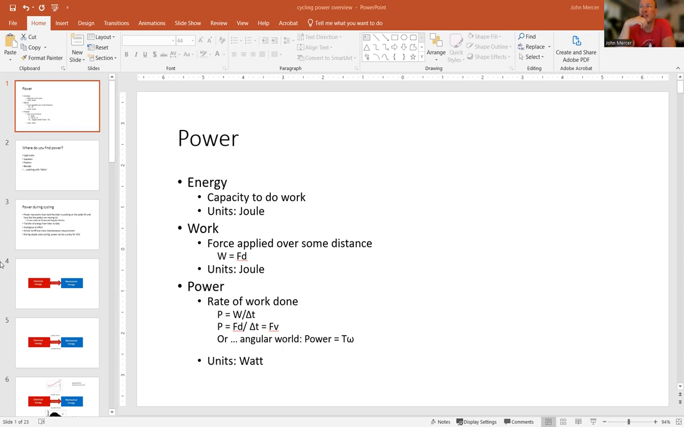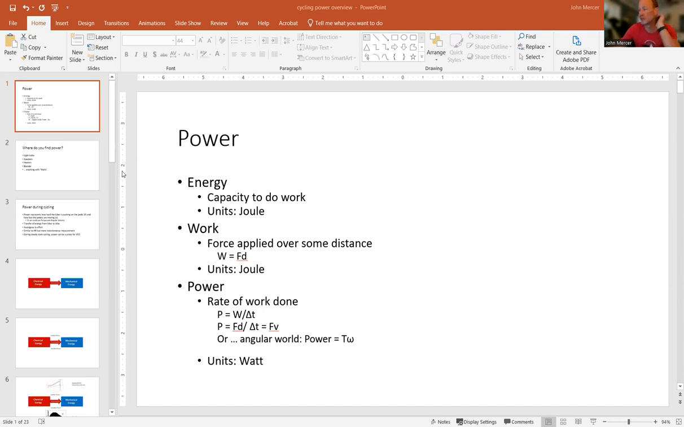Or if we move into the angular world, we would calculate power by taking the product of torque and how fast that torque is being applied. All of these power equations all have the same set of units of watts. Okay, and I've got different lectures on different parts of those equations.